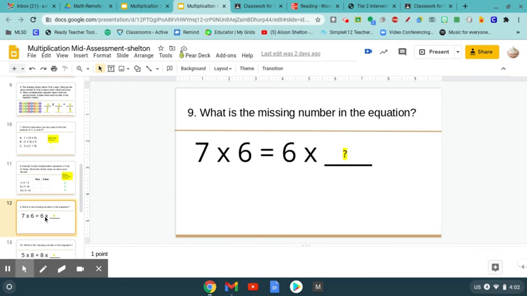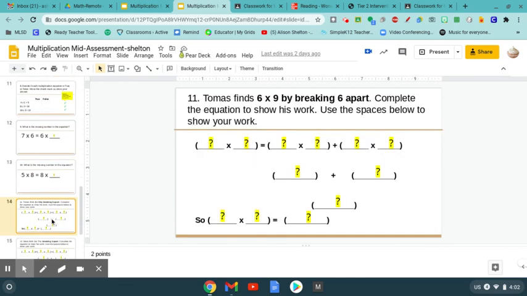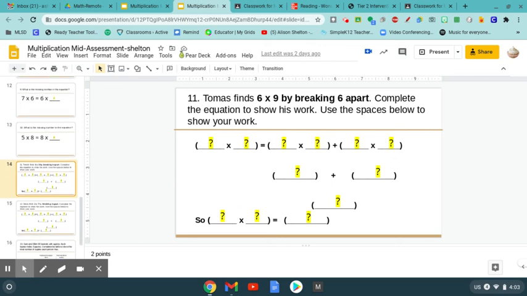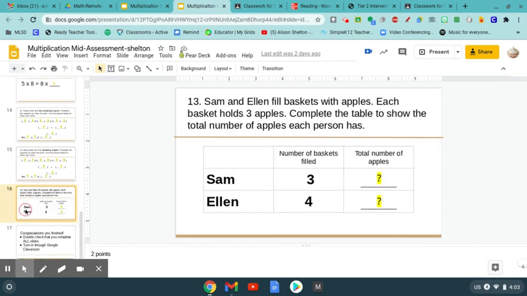What about this one? Remember switching the factors. And then you have a break apart one. It says 9 times 6 by breaking apart the 6. You're not breaking apart the 9, you're breaking apart the 6. In the first one, you're going to put your big equation, then your 2 small equations, just like I showed in the preview. If you need to watch that again, please do so. And the same with this one.